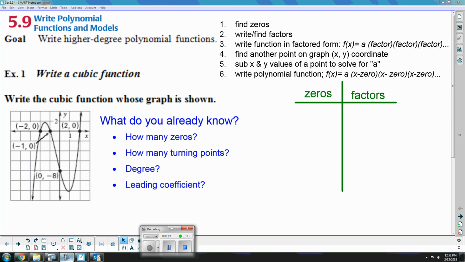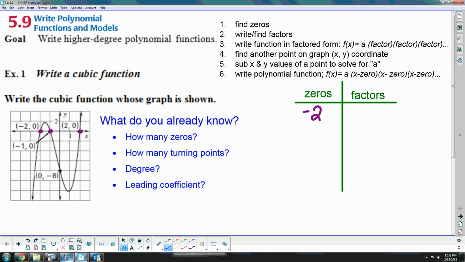So first, you're going to find the zeros. The first step of writing a polynomial function is knowing what the zeros are, because once you know what the zeros are, you can find the factors. So let's look at our graph, and let's find the zeros. Here's a 0, here's a 0, and here's a 0. There are 3 real zeros.